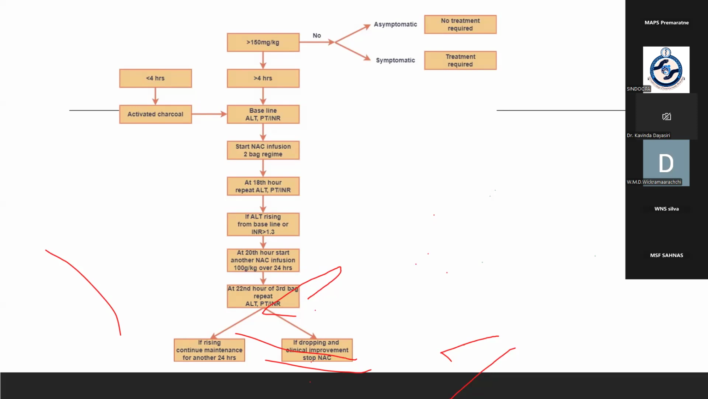If the child presents within 4 hours, always consider giving activated charcoal; for syrups, consider giving it within the first 2 hours. If the child has presented late, after 4 hours, but has ingested a dose of more than 150 milligram per kilo, it's good to do the baseline ALT and INR and then start the NAC infusion. NAC infusion is now administered as a 2-bag regime to make things less complicated. Towards the end of the second bag, at the 18th hour, it's recommended to repeat the ALT and INR, and you have to be guided by them. As long as they remain high or there's a rising trend, it is recommended that you commence a third bag as well. If the liver functions are dropping and there's clinical improvement, then you can consider stopping the NAC infusion or methionine.